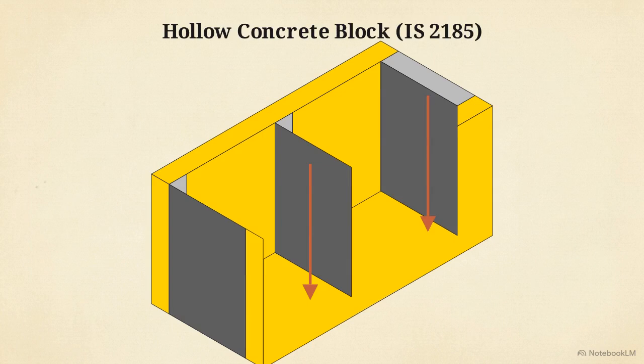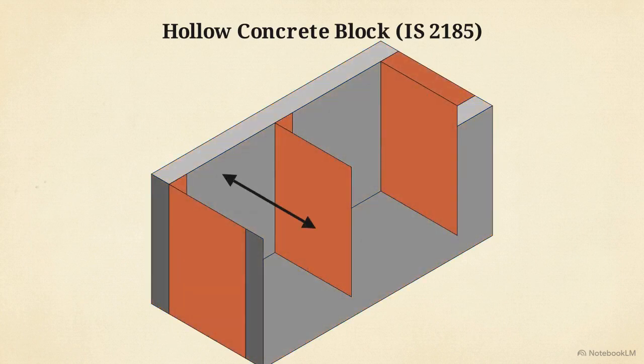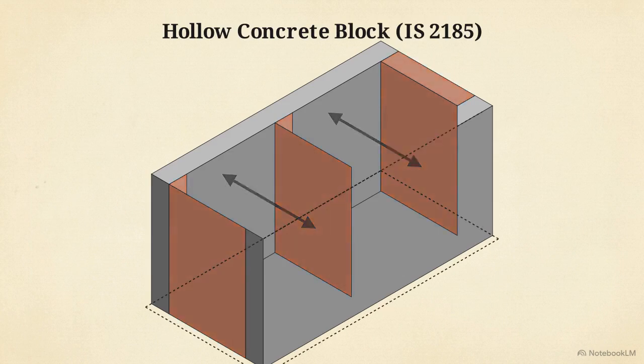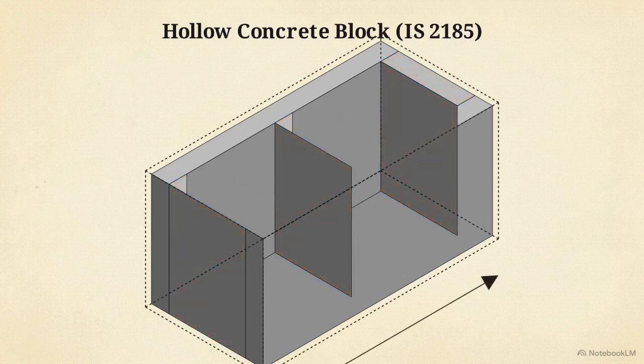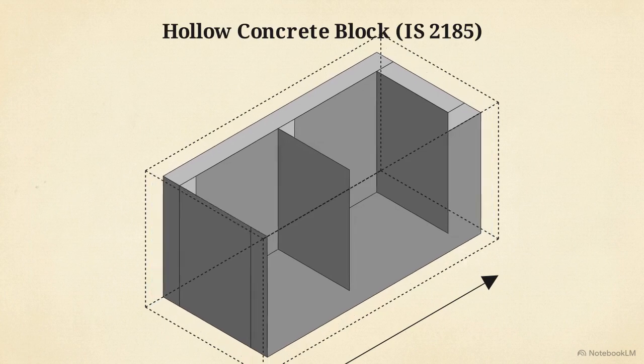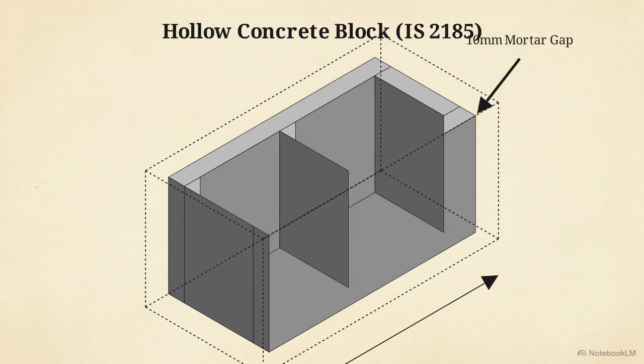Connecting and stabilizing these face shells are the webs. These internal transverse walls are required to prevent the face shells from buckling outward under structural stress. While engineering drawings often list nominal dimensions, such as a 400 mm length, the actual block is cast 10 mm shorter in both length and depth. This precise reduction is engineered to perfectly accommodate the thickness of the mortar joint.